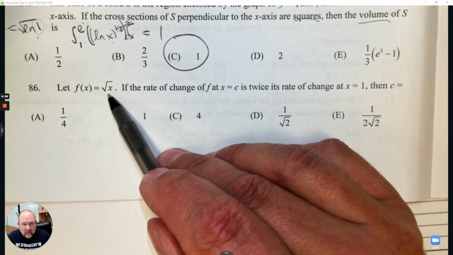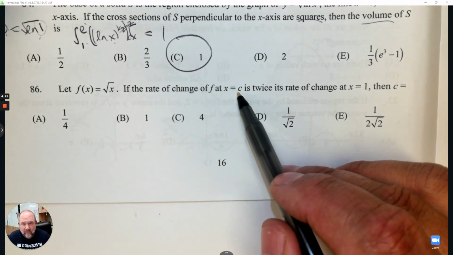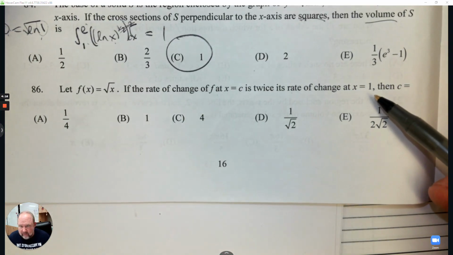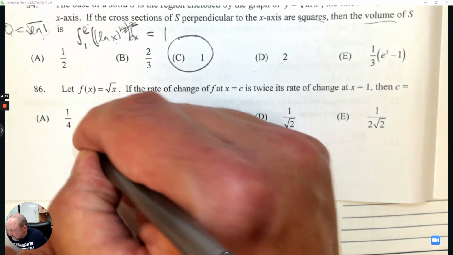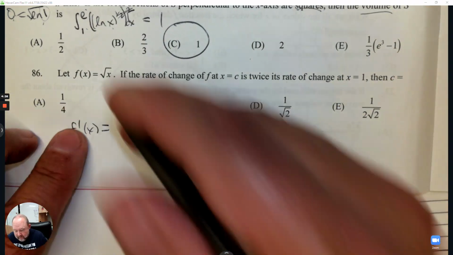Let f of x be the square root of x, and the rate of change of f at x equals c is twice the rate of change at x equals 1. Then what does c equal? So for 86, I'm going to take the derivative. That's what rate of change means. This is really x to the 1/2, right? So it's 1/2 x to the negative 1/2. That's the derivative of the square root.